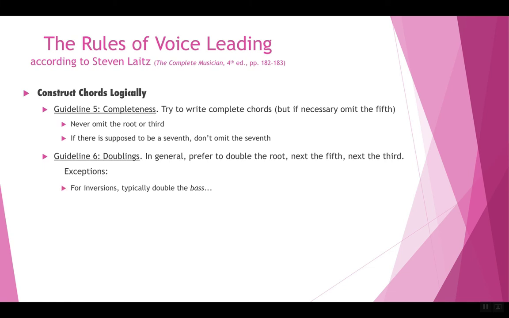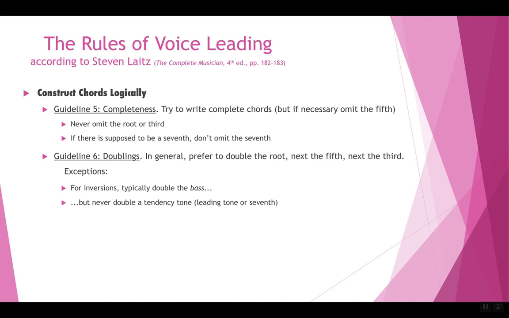So there's a couple of exceptions. For an inversion, you often want to double the bass of the chord, not the root. In an inversion, by definition, the root is not going to be in the bass. The bass is going to be some note other than the root of the chord. If you need to remember the difference between root and bass, I think you should probably review the evolution of the triad video.